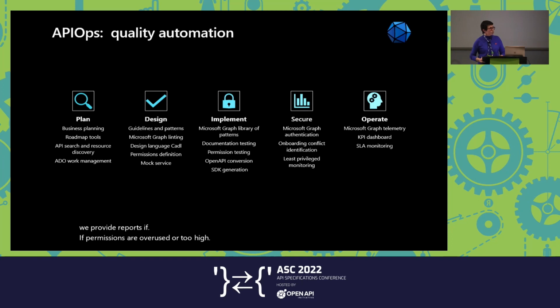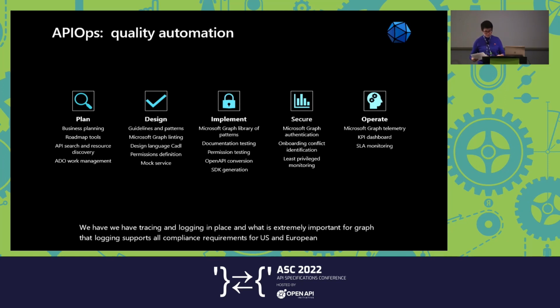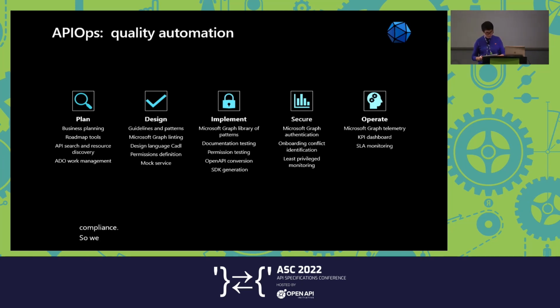During operations, to support operational excellence, we have tracing and monitoring and logging in place. And what is extremely important for Graph, that logging supports all compliance requirements for US and European Union GDPR compliance. So we went a long way with automation.